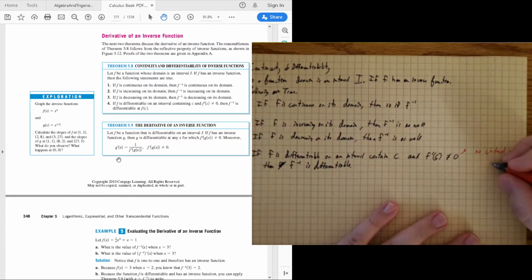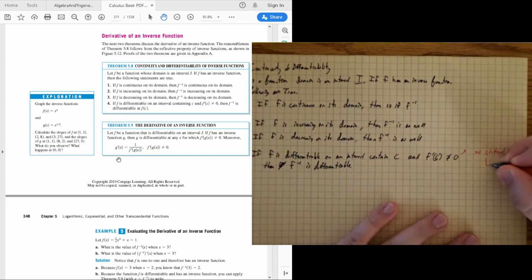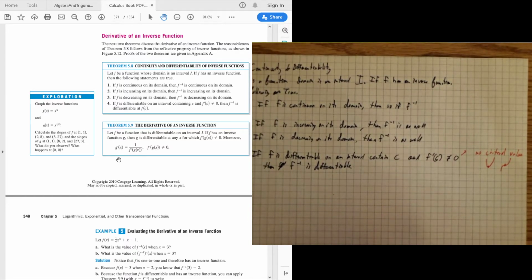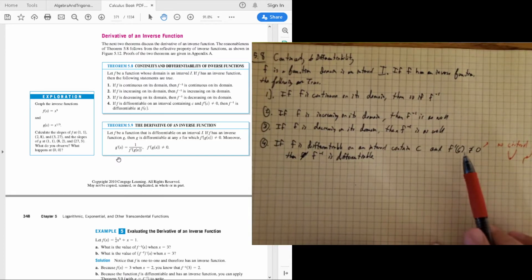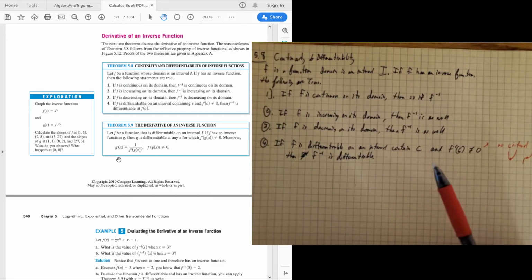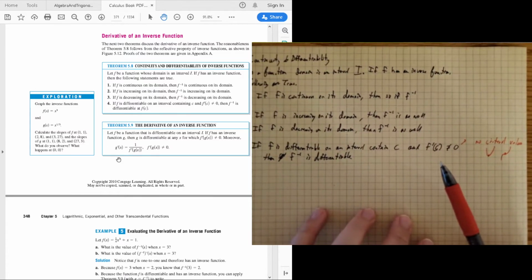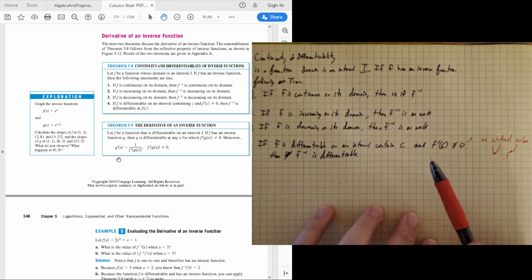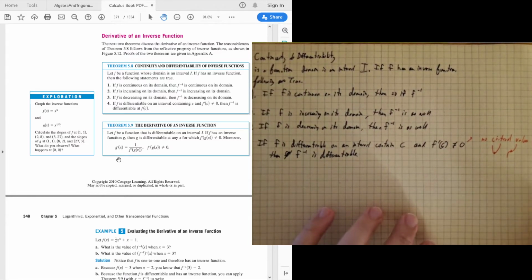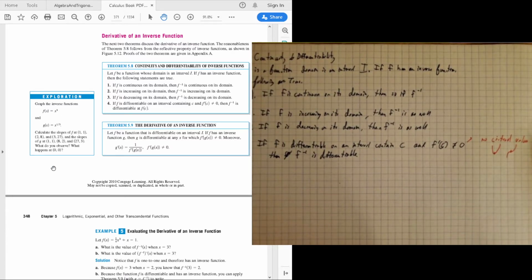There's no critical values. Okay? In other words, I can't have a place where the derivative is equal to 0. These don't work. As long as there's no place in there where the derivative equals 0, then it's going to be differentiable. The reason this is the case is because of what happens if the derivative is equal to 0. So let's look at that basic function that we talked about before, x squared.